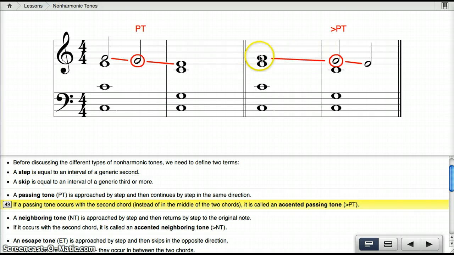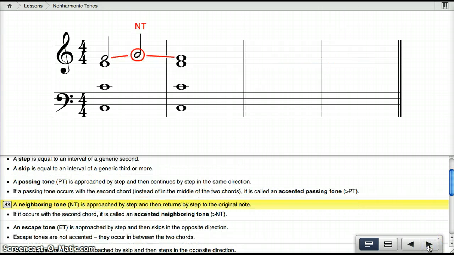But the reason that it's still identified as a passing tone is because the direction was the same and it was all in step. So that is an accented passing tone. A neighboring tone, labeled NT, is approached by step and then returns by step to the original note. The C major chord, C, C, E, G, which is valid for the entire bar.